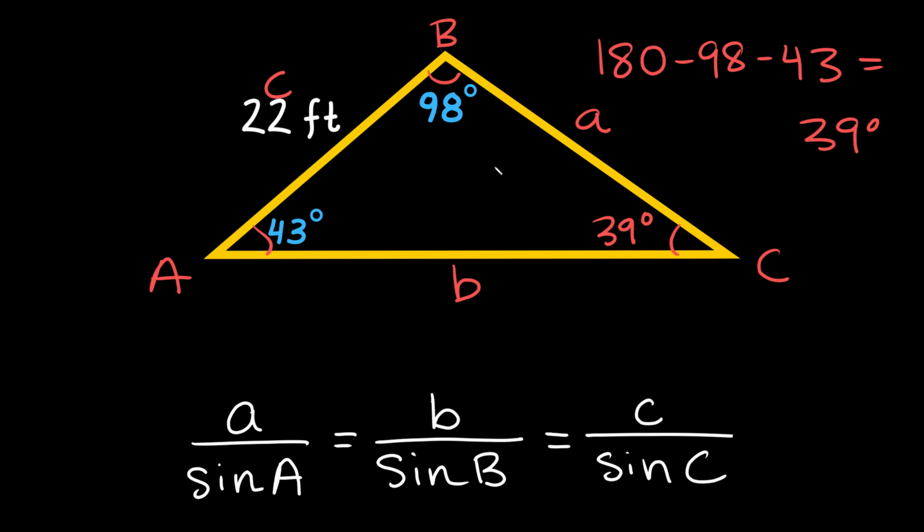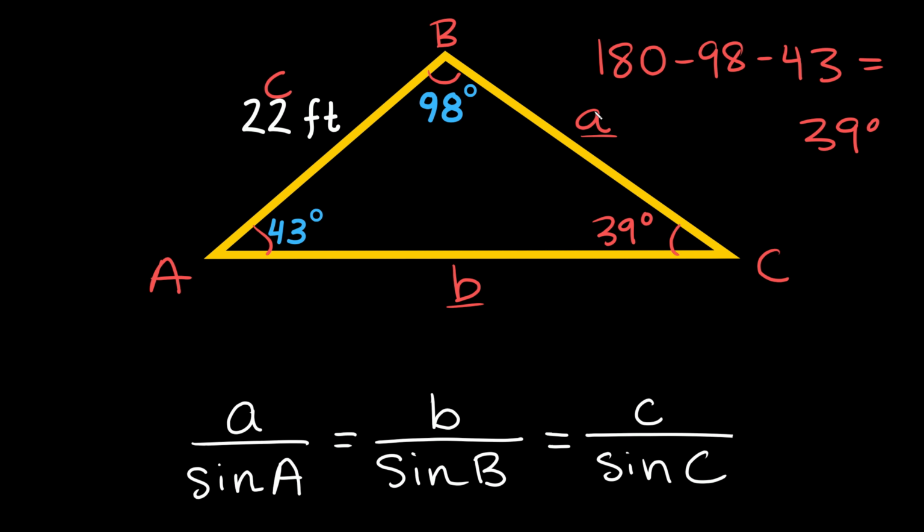Great, so now that we found all three angles, the last thing we have to do is find all three sides. So we have this one already, right, which is labeled again as C. So all we have to do is find A and B. And again, we're going to do this using the law of sines. So the law of sines just tells us that the side length A over the sine of angle A is equal to the side length B over the sine of angle B, and that's equal to the side length C over the sine of angle C.